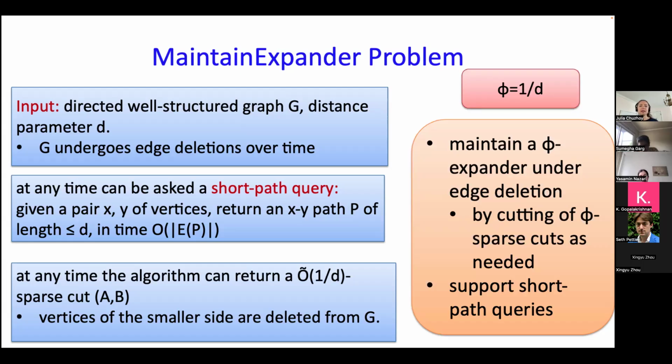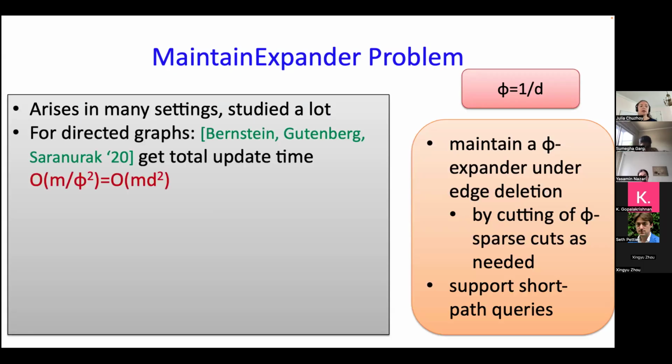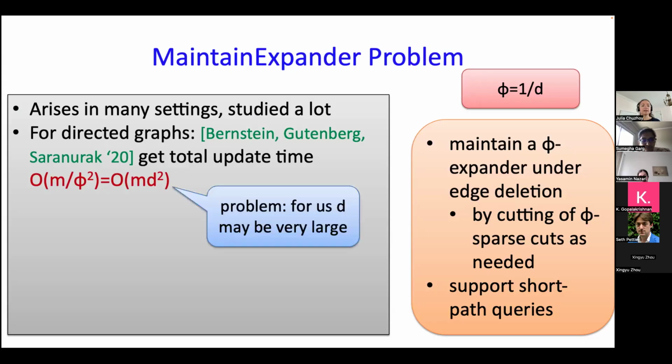So this kind of a problem arises a lot. And this problem and its various variations have been studied a lot, mostly in undirected graphs. For directed graphs, this previous result on decremental single source shortest paths gets an algorithm for this problem whose running time is m over phi squared, which for us is m D squared. And typically, this is the running time that you get for this problem from previously known algorithms. And typically, this is OK, because normally this D is not very large. It's like polylog n. But in our case, we need it to work even if D is very large. And so because of this, this running time is too slow for us.